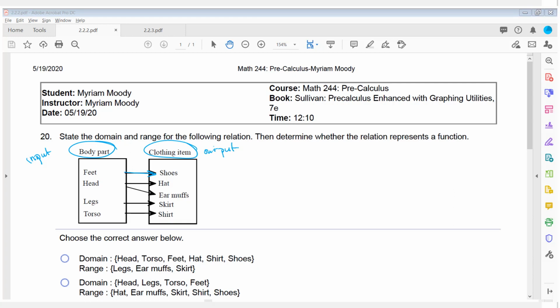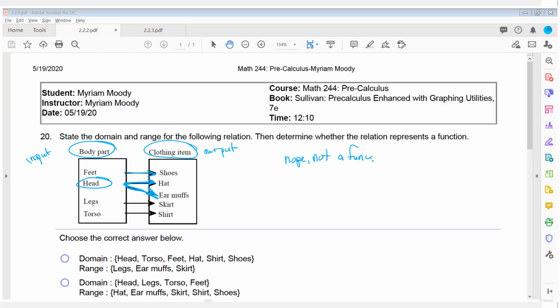So that means the clothing items are the output. Okay, so the first input is feet. How many outputs does it go to? Just one. Is it a function? Yes. Let's look at the next input. It's head. How many outputs does it go to? Looks like it goes to two, because I see there's an arrow from head to hat, but also to earmuffs. That's two outputs for this single input. Is this a function? Nope, not a function.